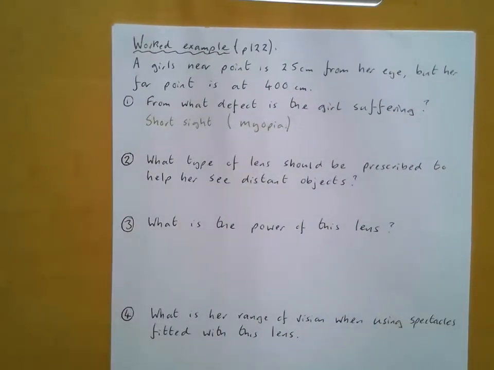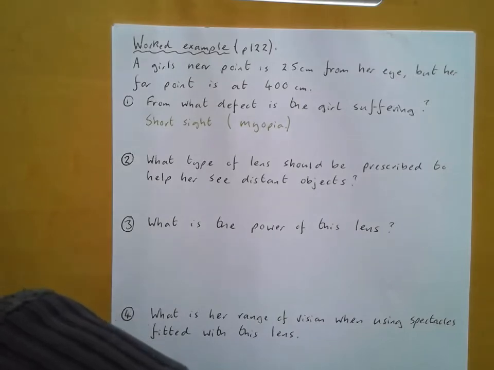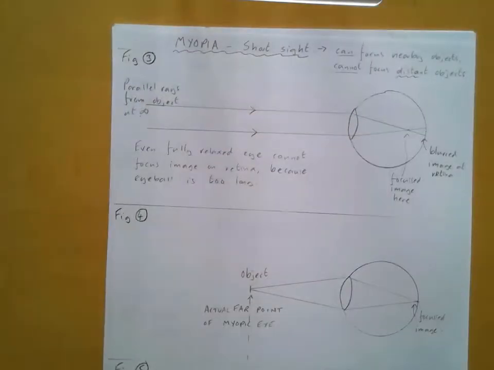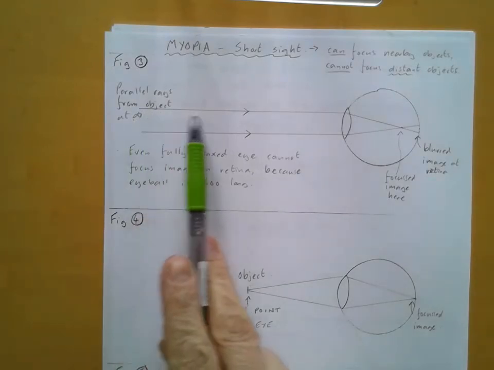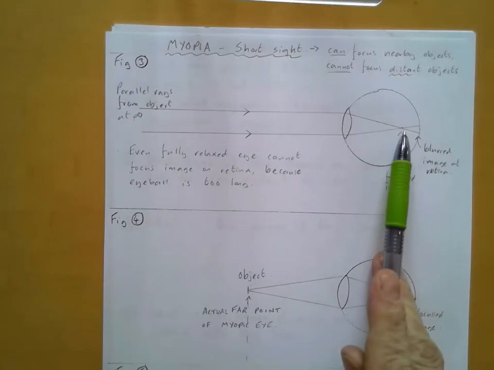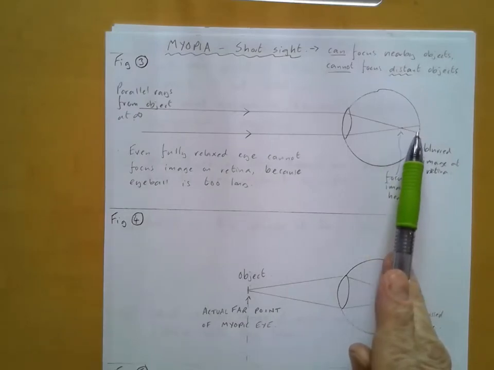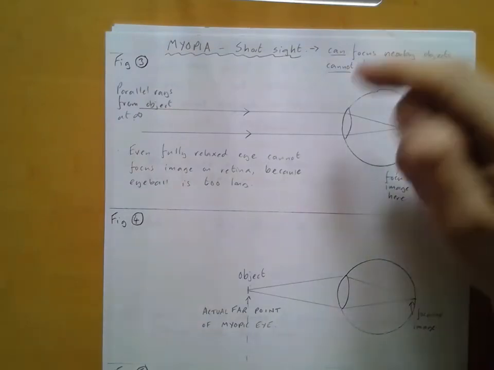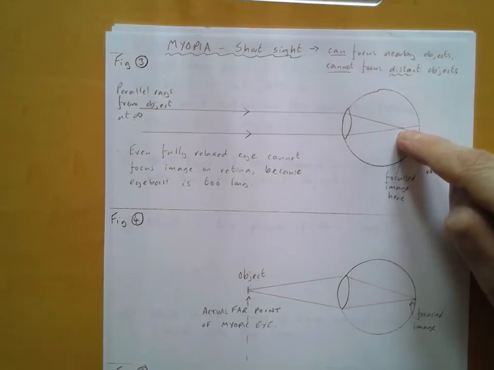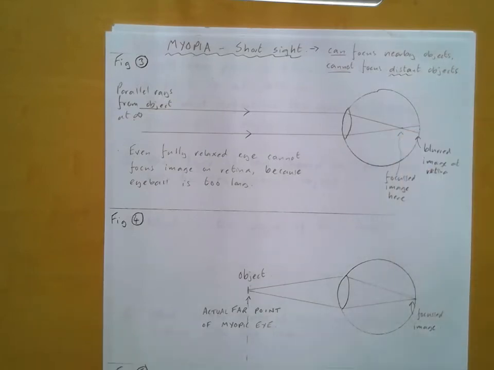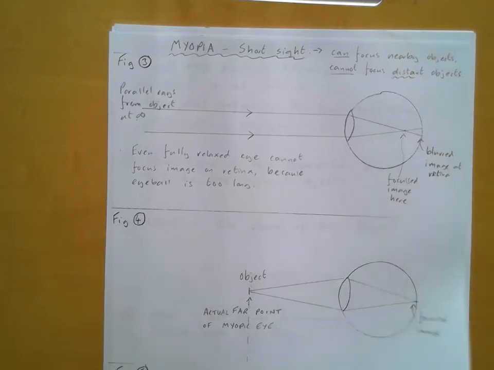Well, it might help to refer back to your diagrams at this point. Here's the diagram for myopia. When you're myopic, here's the problem: parallel rays from an object at infinity get focused before the retina, and therefore you see a blurry image. It's like the eye lens is a little bit too strong, so it produces the image before the retina, and therefore you can't see it properly.